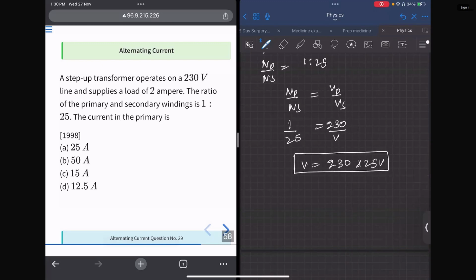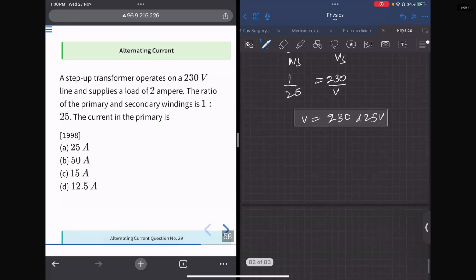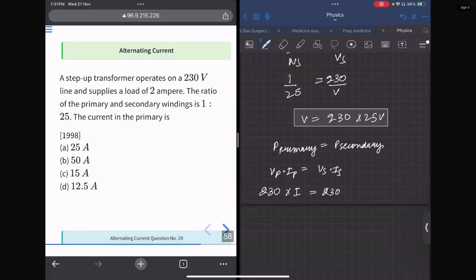Now the power across both of these should be the same because we are considering that the efficiency is 100%. So power in primary is power in secondary. Power in primary is VP into IP, which is equal to VS into IS. VP is 230, IP is what we need to find out, VS is 230 into 25, which we just calculated, and IS is 2 ampere.